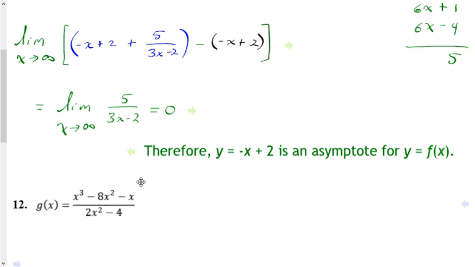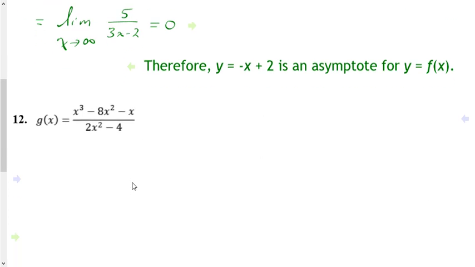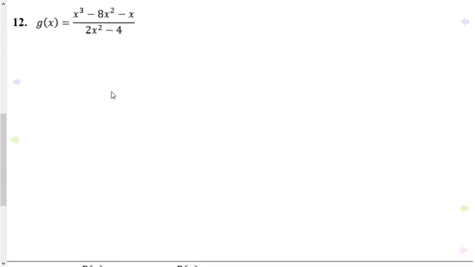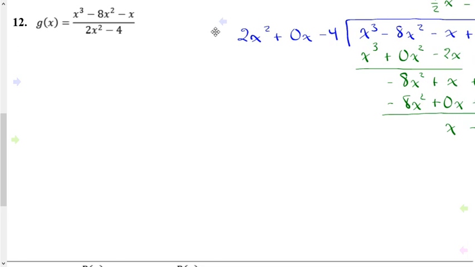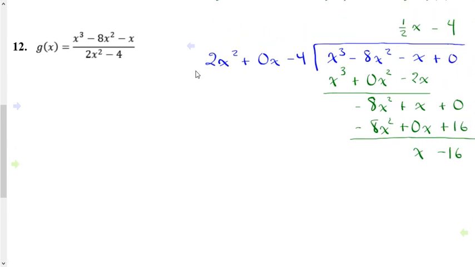Now let's look at number 12. Number 12 has an added challenge. Because my divisor has this 2 coefficient in front of the x squared, whereas my numerator, my dividend, just has a 1 in the coefficient. So I end up getting some fractions as I do this division. There we go. So remember I have that missing term, 0x's, so I need to make sure I put that in as a placeholder.